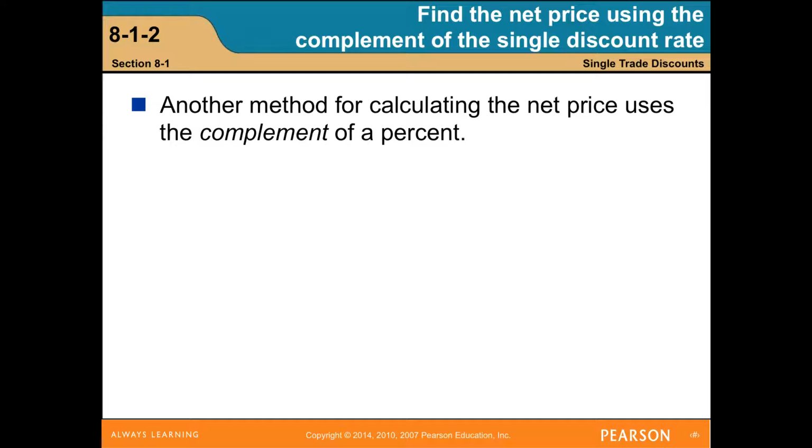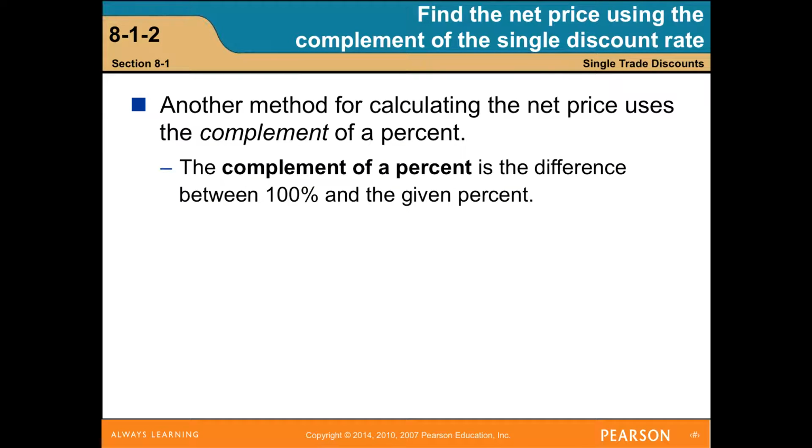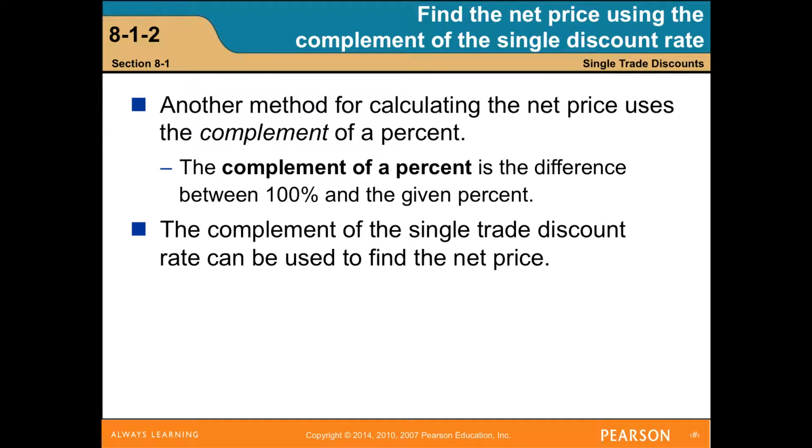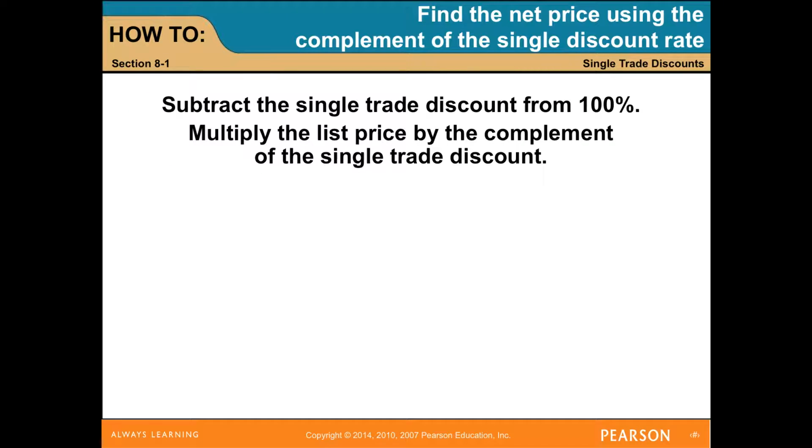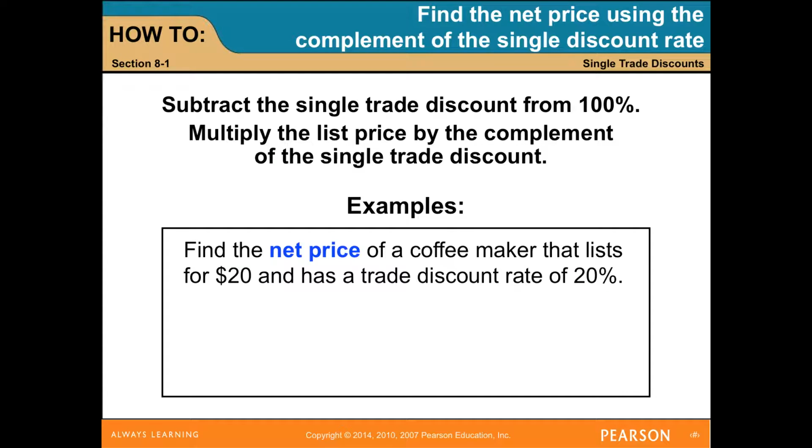Another method for calculating the net price uses the complement of a percent. The complement of a percent is the difference between 100% and the given percent. The complement of the single trade discount rate can be used to find the net price. Subtract the single trade discount from 100%. Multiply the list price by the complement of the single trade discount.